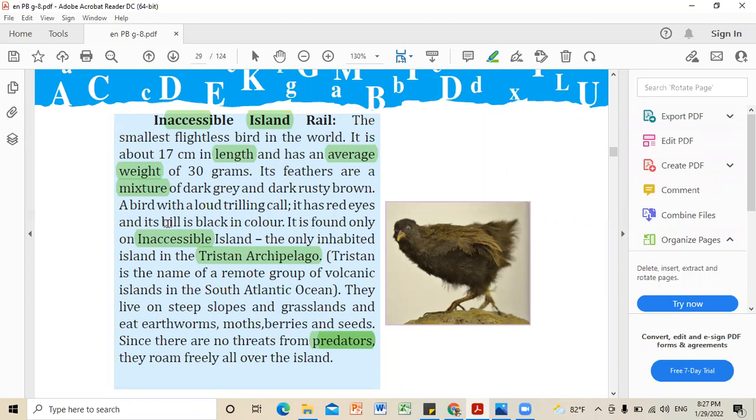Right, okay, sorry for that disturbance. So we will come back. It has red eyes and its bill is black in color.